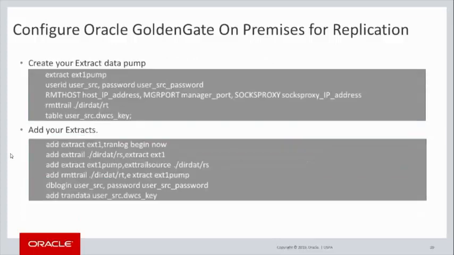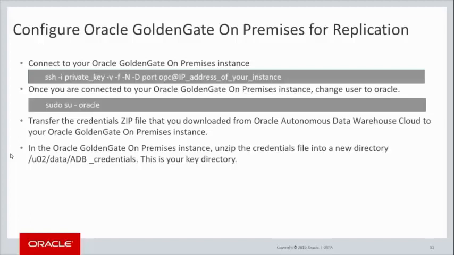To prepare on-premises databases for synchronization, these additional steps must be followed. Create your extract data pump with the extract command. Specify the RMTHOST. Select the appropriate tables and add your extracts. Adding extracts is done with add extract, add extrail, add rmttrail, specifying the DB logging, and specifying the TRANDATA. Connect to your Oracle GoldenGate on-premises instance using SSH and a private key.